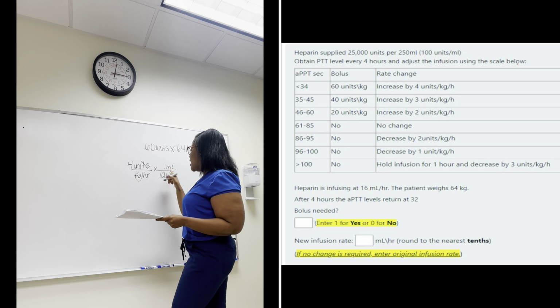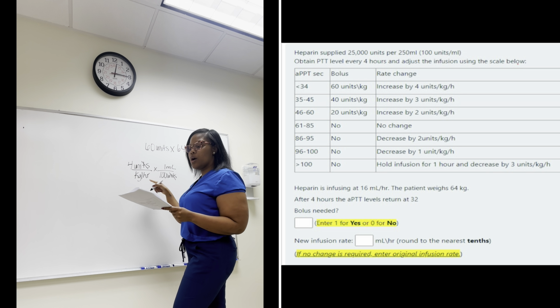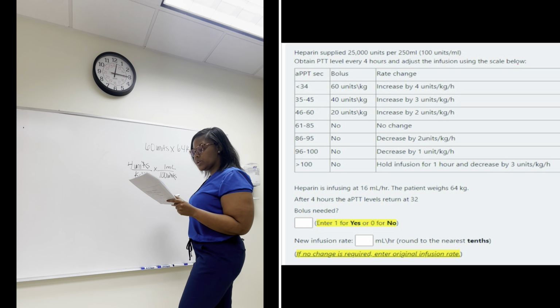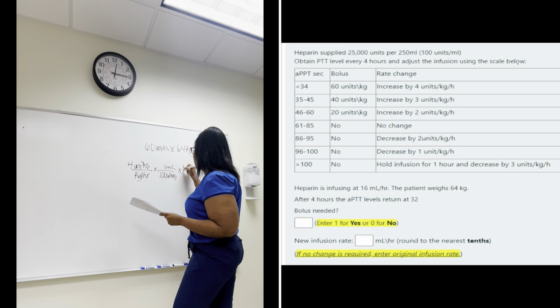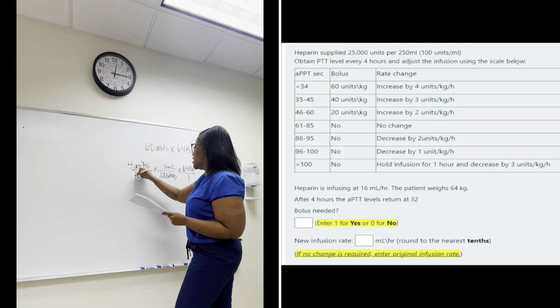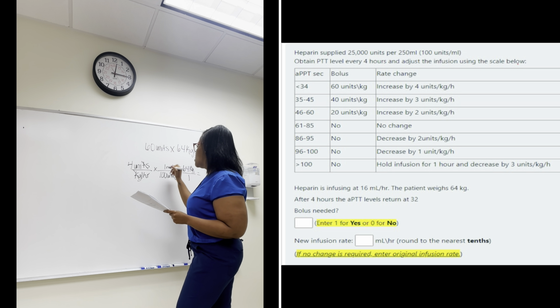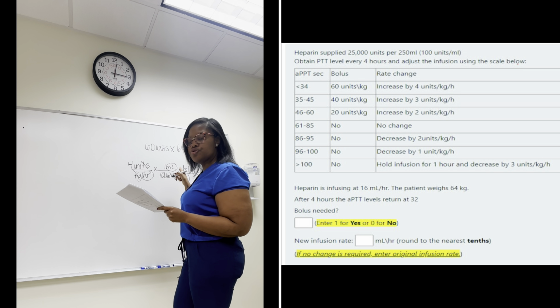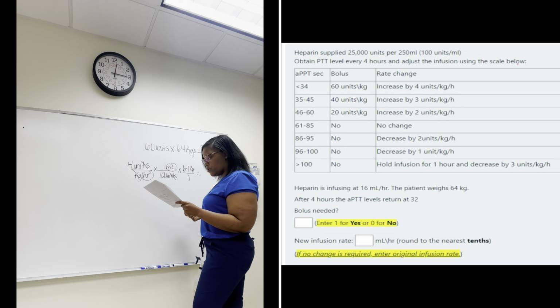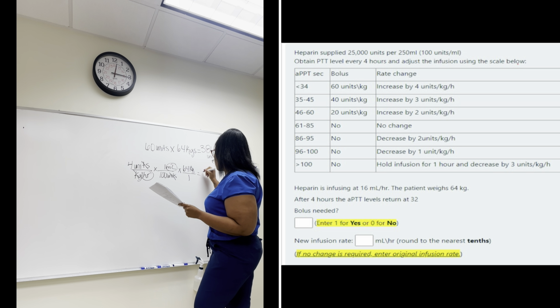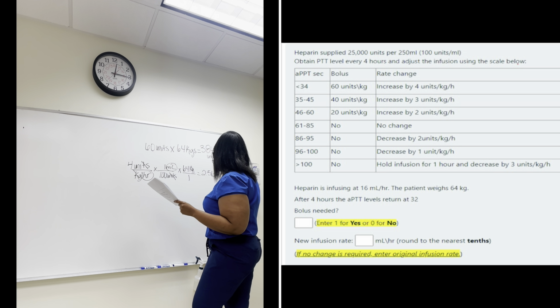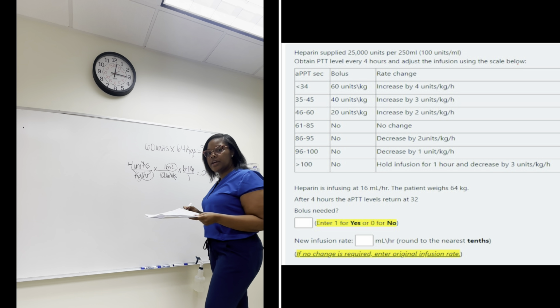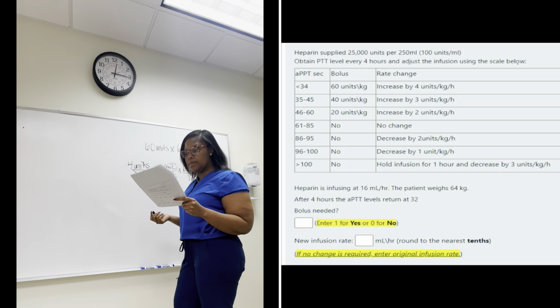Now we have mLs, kg, and hours. We need to be in mLs per hour, so kgs needs to cancel out. So we're going to put our patient's weight, 64 kgs, over 1. So kgs cancel out, and then we'll be left with mLs per hour. We multiply straight across on top and bottom, and then divide. And then you should get 2.56 mLs per hour. But you do not stop there. You have to keep going.